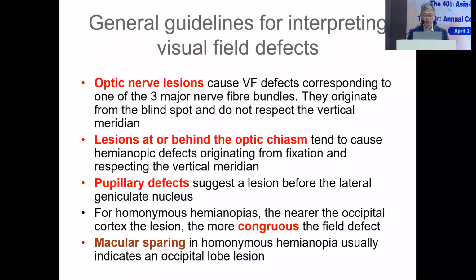If you have an afferent pupillary defect, it suggests that you are in the anterior visual pathway just before the lateral geniculate nucleus. And if you have homonymous hemianopias, the nearer to the occipital cortex, the more congruous the visual field defect. And if you happen to see macular sparing, which I think is really hard to show on static perimetry and typically shows up on very good kinetic perimetry, then macular sparing usually indicates an occipital lobe lesion in the context of ischemia.